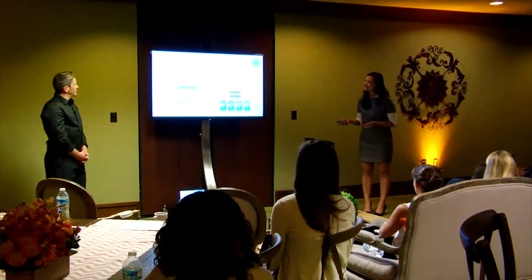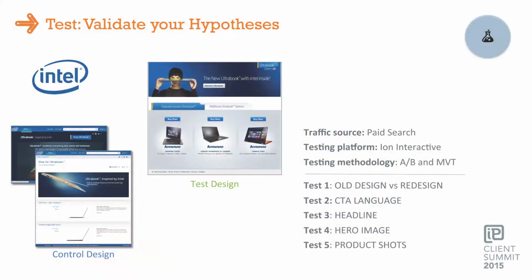Okay. So in our Intel example, this is exactly what we did, right? Using the Ion platform in this case, we set up an A/B test initially to validate our new design. And then after that ran a couple of weeks, we actually saw that our new microsite design performed better. And then we set up a series of tests on things like call to action language, headline, core messaging, hero image, product shots, and so forth to further iterate on design and drive up performance.